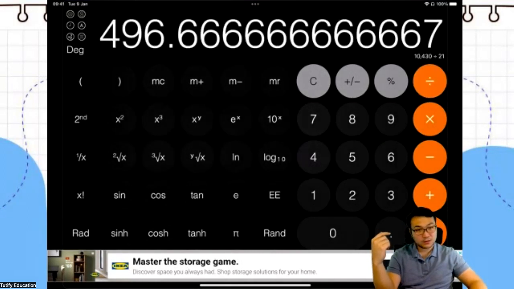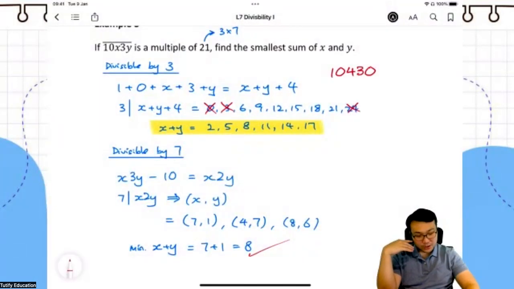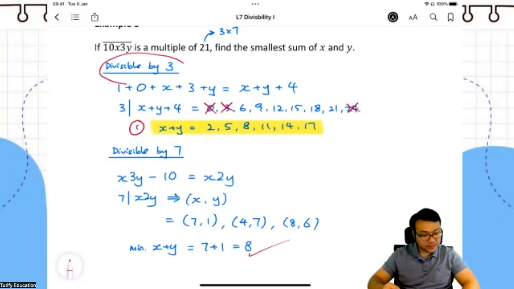Oops. Uh-oh. Doesn't work, right, Janelle? So basically what we are trying to do, Janelle, is come up with the very first condition. This is condition number 1 that you must satisfy: x plus y must equal 2, 5, 8, 11, 14, or 17. That's the first condition. The reason for this is it must be divisible by 3. You understand? So that's the first condition you have to satisfy.